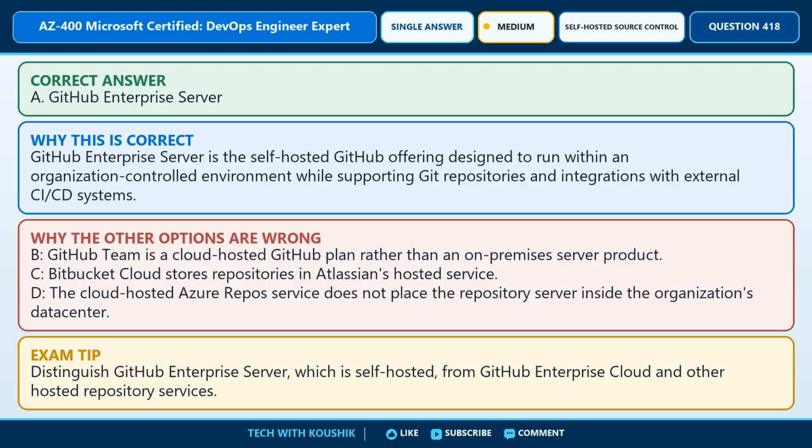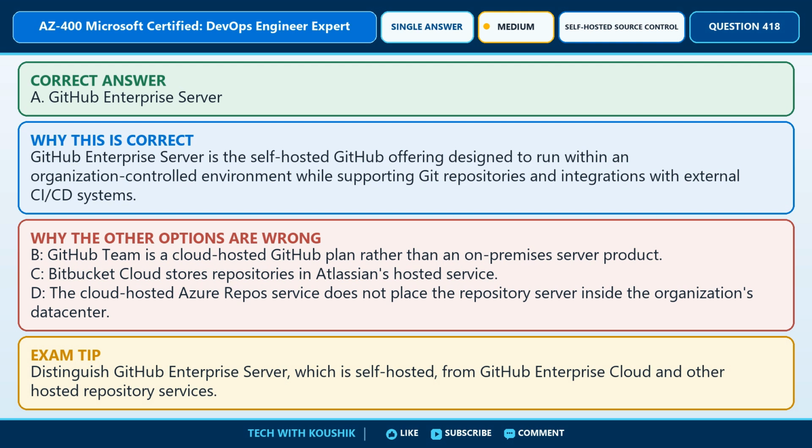The correct answer is option A, GitHub Enterprise Server. Here's why. GitHub Enterprise Server is the self-hosted GitHub offering designed to run within an organization-controlled environment while supporting Git repositories and integrations with external CI/CD systems. Why are the other options not correct?